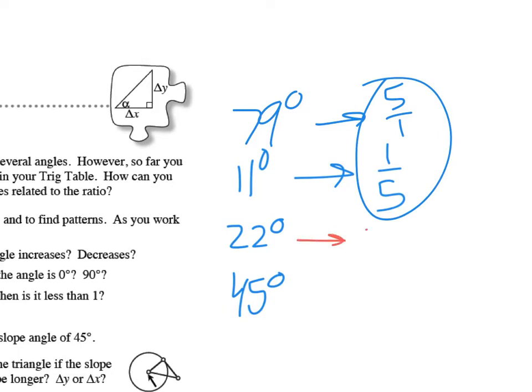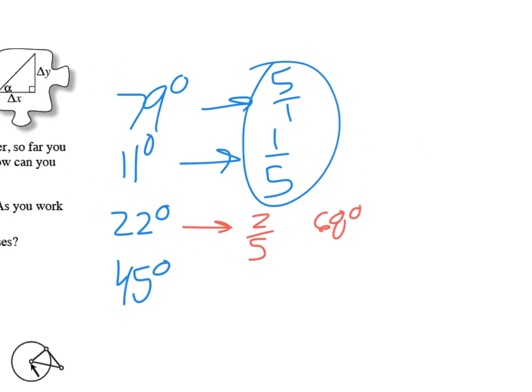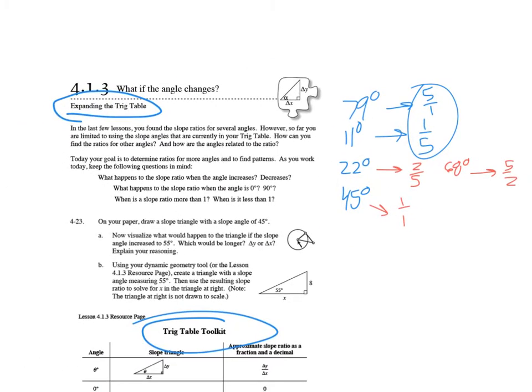We know that that had a slope ratio of 2/5, and then the complement to 22 degrees would be 68 degrees, and so therefore that slope ratio would be 5/2. We know that our 45-degree slope ratio is 1 over 1. So what we're going to do is expand on that today as we move forward.